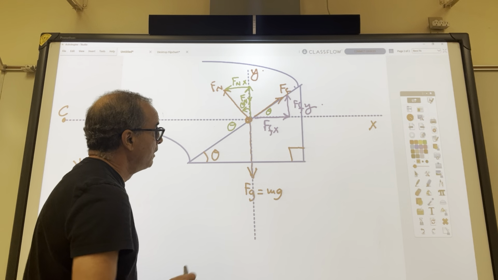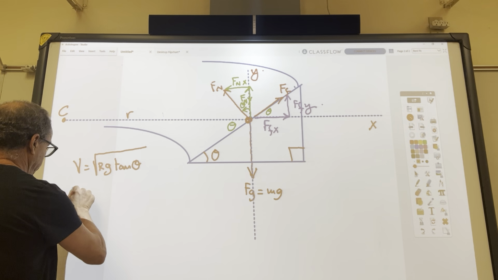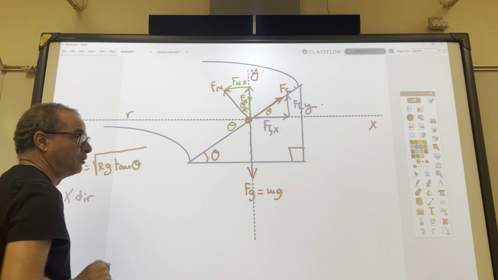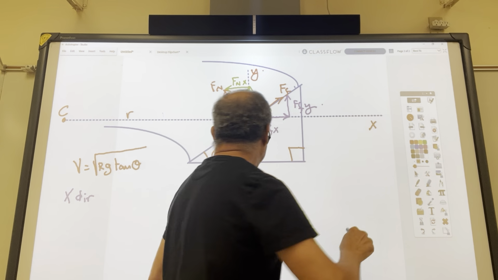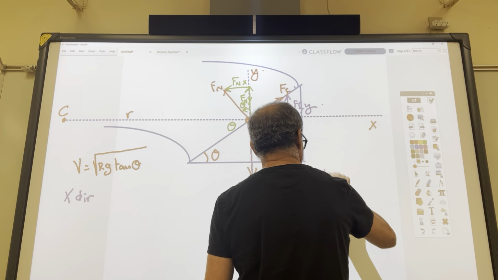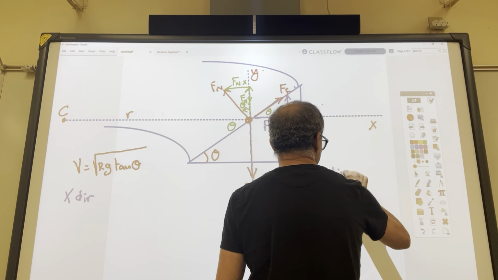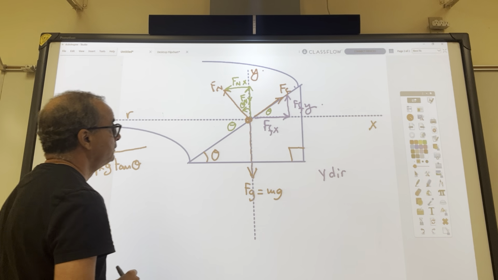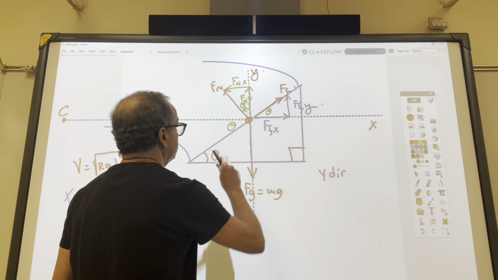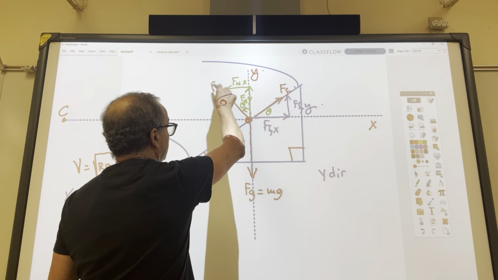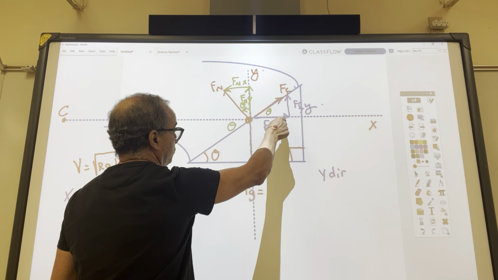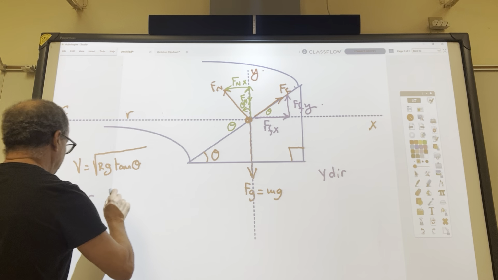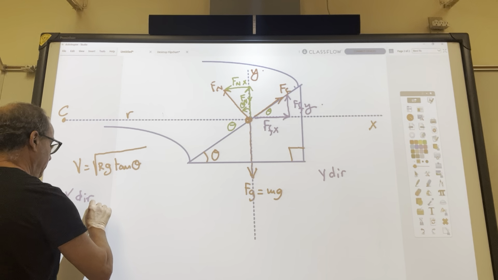Now we're going to do the x direction. We're going to calculate all the forces in the x direction, and then we're going to calculate all the forces in the y direction. For the x direction, we're going to have two forces: the x component of the normal force and the x component of the friction. So let's do that. The first one is Fn x.